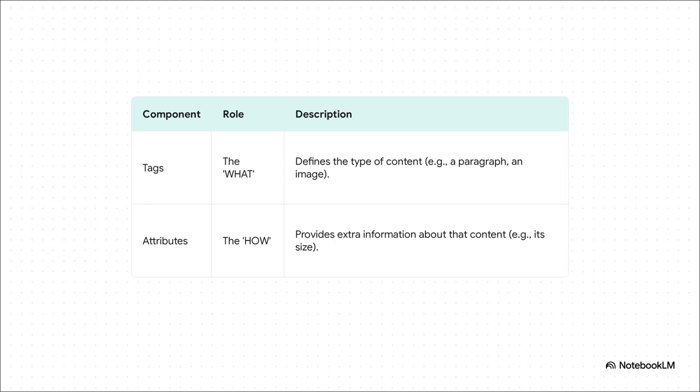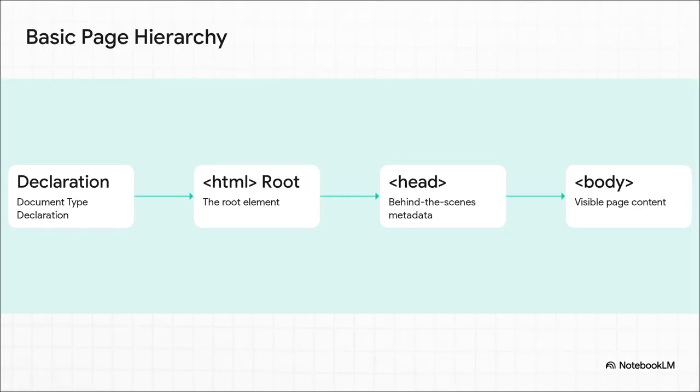So, what's the difference between them? It's actually really simple when you think of it this way. Tags are the what, and attributes are the how. A tag tells the browser what something is, like a p tag that says, hey, this is a paragraph. Then an attribute gives more info, telling the browser how to handle that thing, like where an image comes from or where a link should go. It's always what versus how.